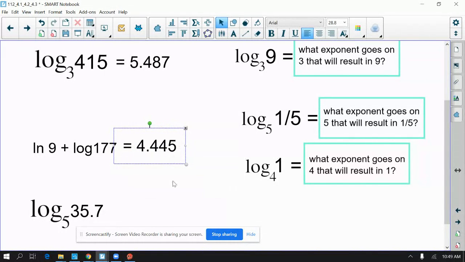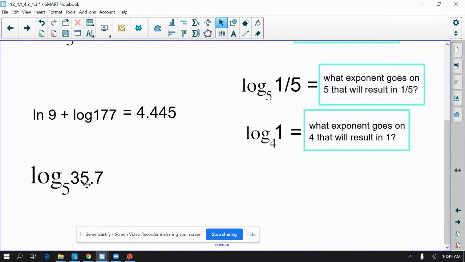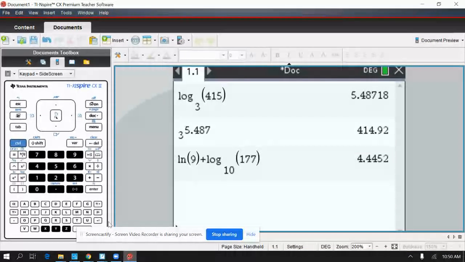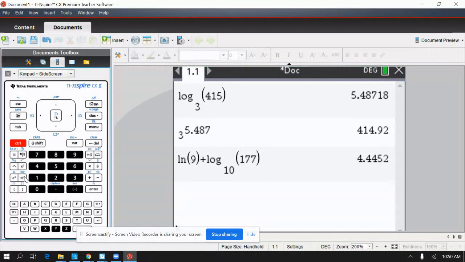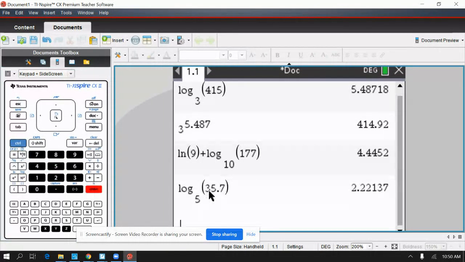And then finally, log base 5 of 35.7. Let's think about this. Logs are exponents. So what exponent goes on 5 that results in 35.7? Well, it's bigger than 2 because 5 squared is 25, but it's smaller than 3 because 5 to the third is 125. So 2 point something was going to be our answer here. And I do log base 5 of 35.7, 2.221.